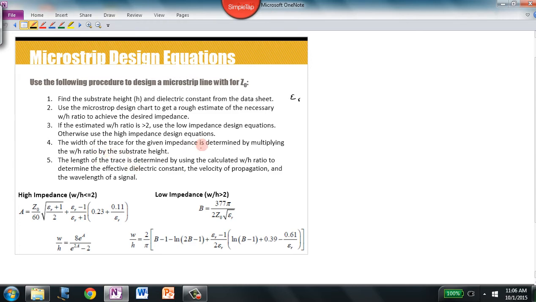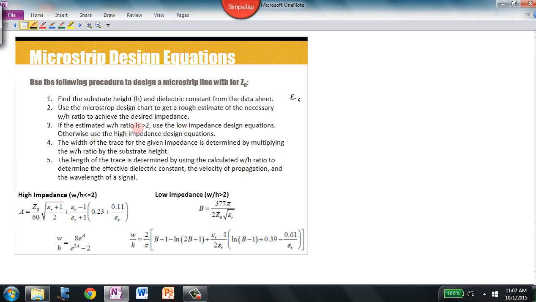The width of the trace for the given impedance is determined by multiplying the calculated W to H ratio by the substrate height. We can also determine the length of the trace that we need to get that Z0 by using the calculated W to H ratio and the effective dielectric constant, the velocity of propagation, and the wavelength of the signal.